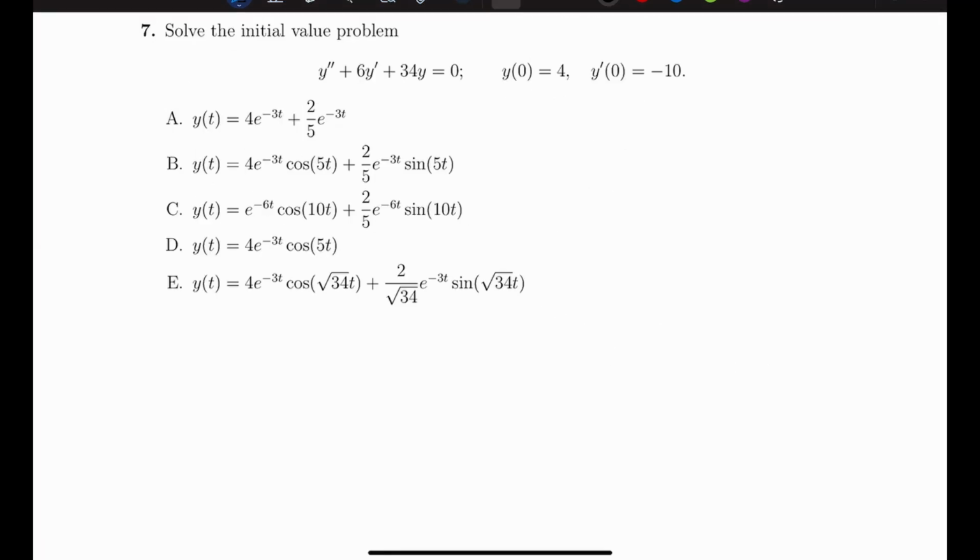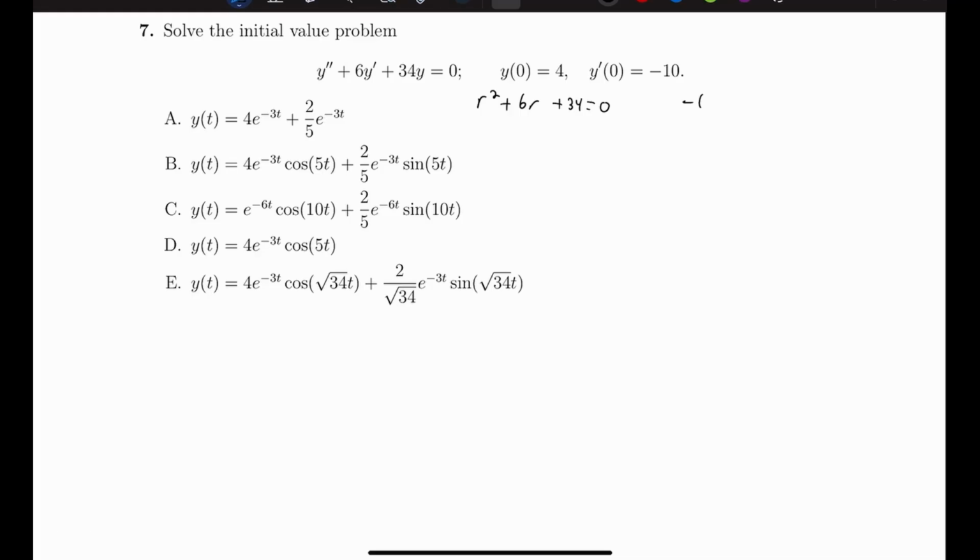7's another homogeneous differential equation because our right side is 0. So go ahead and start plugging in our r's. We'll get r squared plus 6r plus 34 equals 0 for our characteristic equation. You can either complete the square here or use the quadratic formula. I'm going to use the quadratic formula. So you'll get negative 6 plus or minus the square root. 6 squared is 36 minus 34 times 4, which is 136, all over 2.